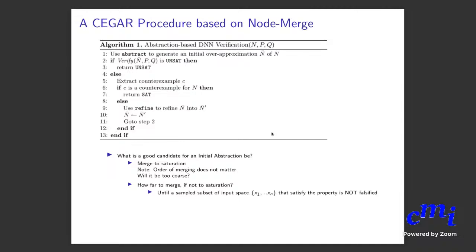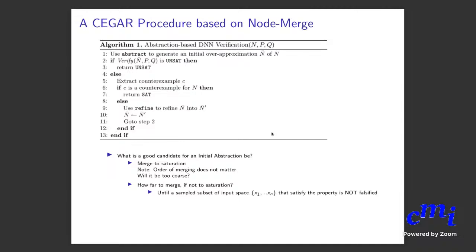Once you construct the initial over approximated abstraction, then you verify the property. So this is a property dependent abstraction, as you saw. If the property is a validity check, you take the negation and you check if it is unsat. If it is unsat on the over approximated abstraction, then you can conclude that it is also unsat on the original network, and therefore you can return unsat.